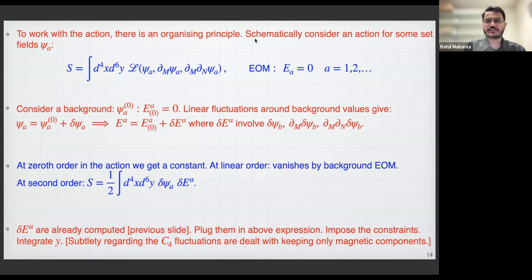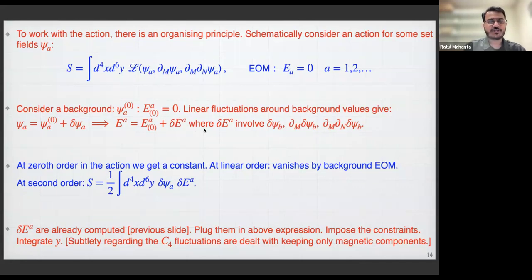To work with the action, there is an organizing principle. Schematically, one can consider an action for some set of fields psi A, and they have equations of motion. One can consider a background and take fluctuations around the background values. This would generate some linear fluctuation in the equation of motion operators, involving the fluctuations in the fields and their derivatives, so they are linear.